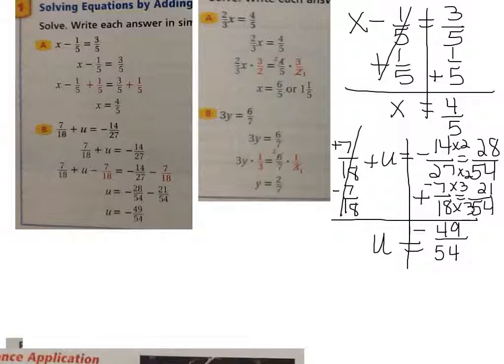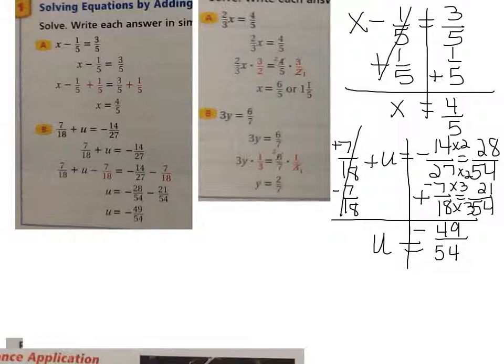Don't forget to tell me that you solve for your variable. Some of you are leaving your variable out and you're just writing a negative 49 over 54. And I'm taking half off because you're not giving me the variable equals then your answer. Do you guys see that? Yeah. Make sure you do that.